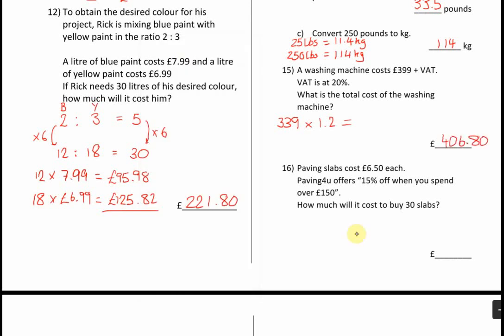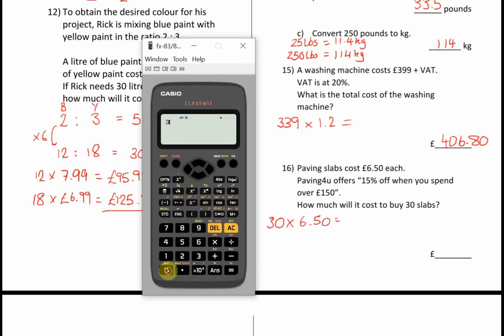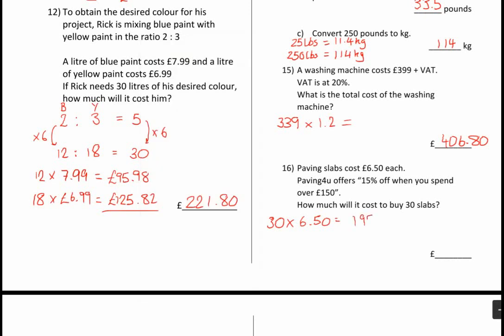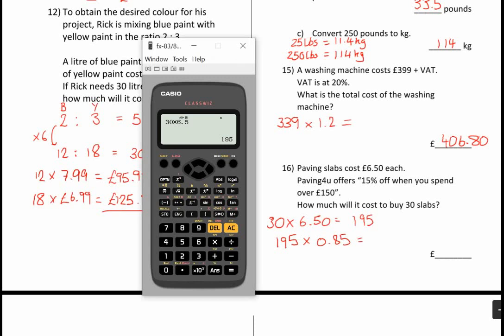Okay, paving slabs cost £6.50 each. Paving for You offers 15% off when you spend over £150. How much would it cost to buy 30 slabs? So 30 lots of £6.50 is 195, and then we need to take 15% off. And using the method we used above, using a multiplier, to decrease something by 15%, we would times by 0.85. £165.75.